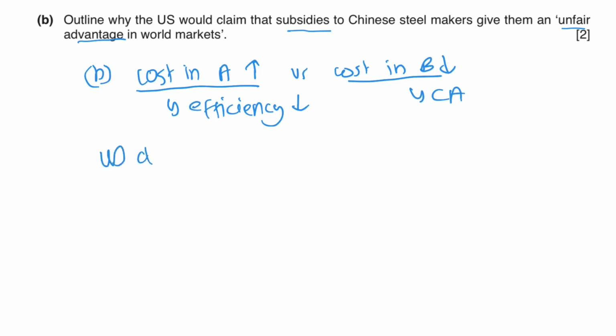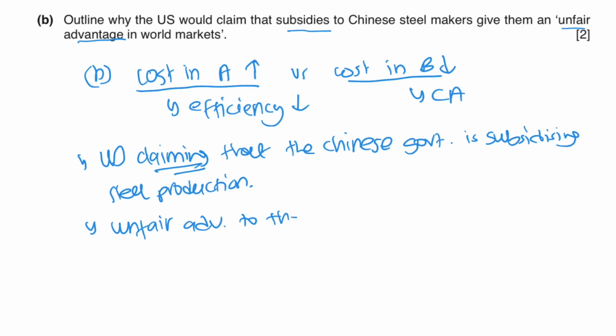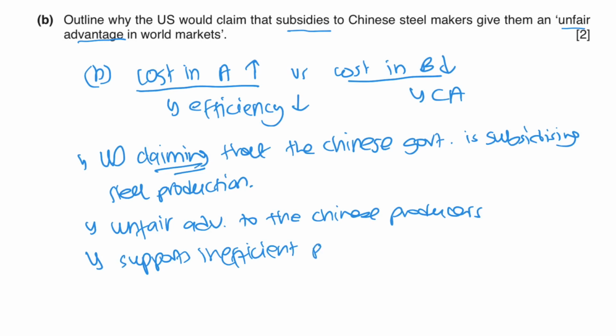Here, the US is claiming that the Chinese government is subsidizing their steel production. What this does is that it gives an unfair advantage to the Chinese producers. And it also supports inefficient production or producers of steel. And this is why it is considered an unfair advantage.